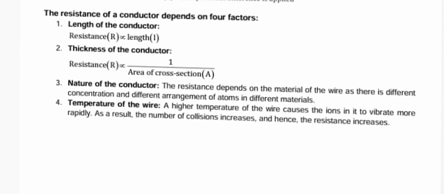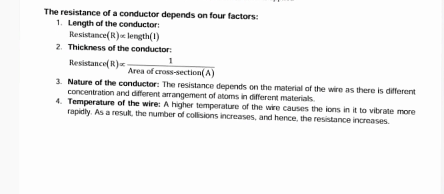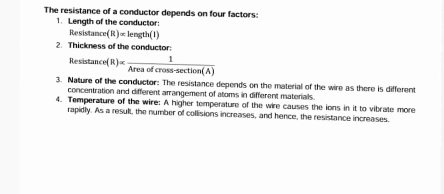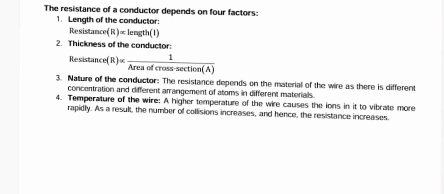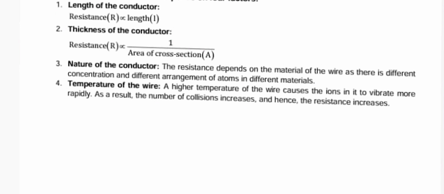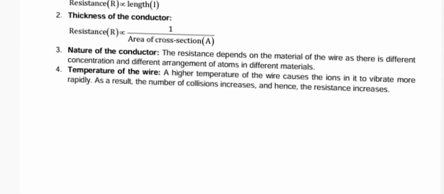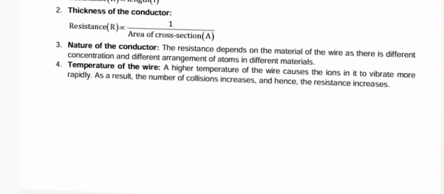Nature of conductor: the resistance depends on the material of the wire, as there are different concentrations and different arrangements of atoms in different materials. Temperature of wire: the higher the temperature of the wire, the more rapidly the ions vibrate. As a result, the number of collisions increases, hence the resistance increases.